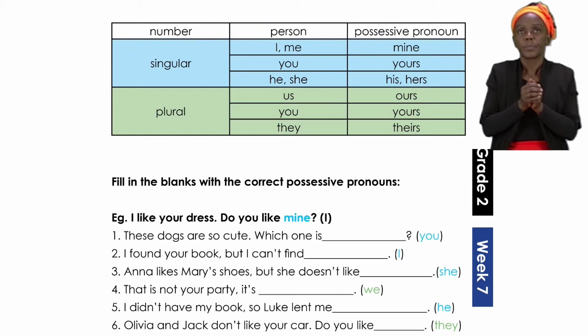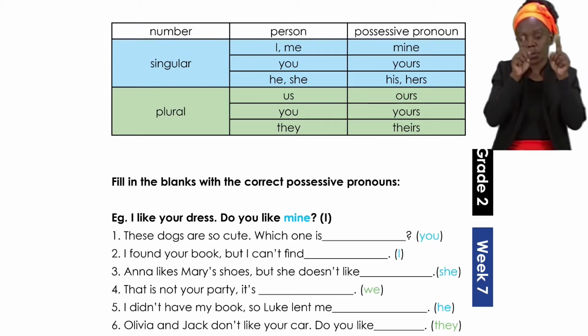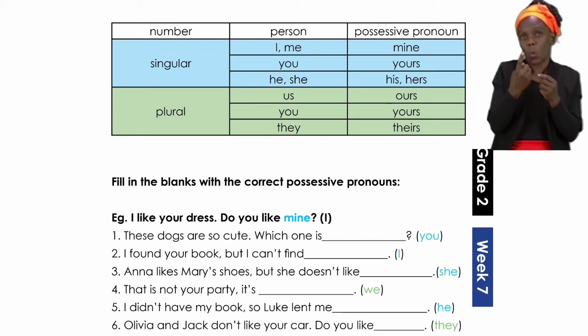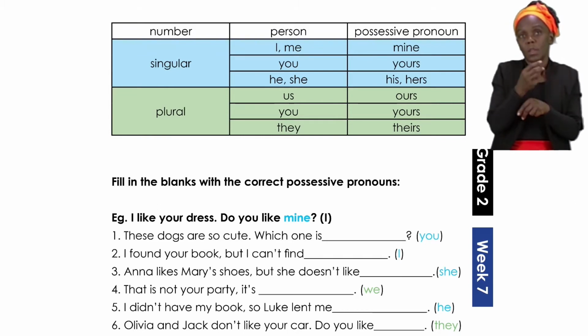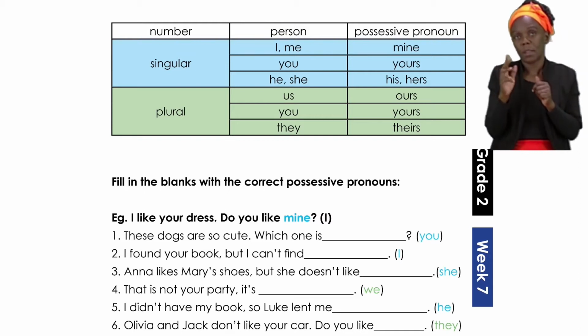And then it tells you what a possessive pronoun is if it's only singular, which means one, and what a possessive pronoun is if it's plural, which means two or more. So when you see blue, that is for one person. And then where you see green, that means they are for a group of people. So we are going to be doing the possessive pronouns.